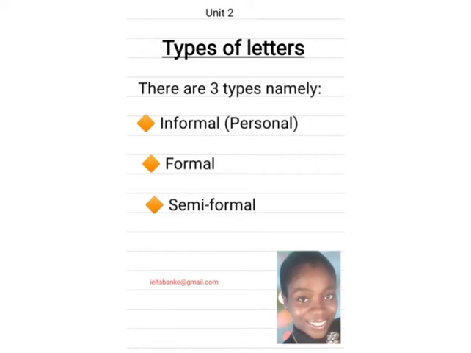Welcome to Unit 2 of the writing lesson for Task 1. So here we will be talking about the types of letters.